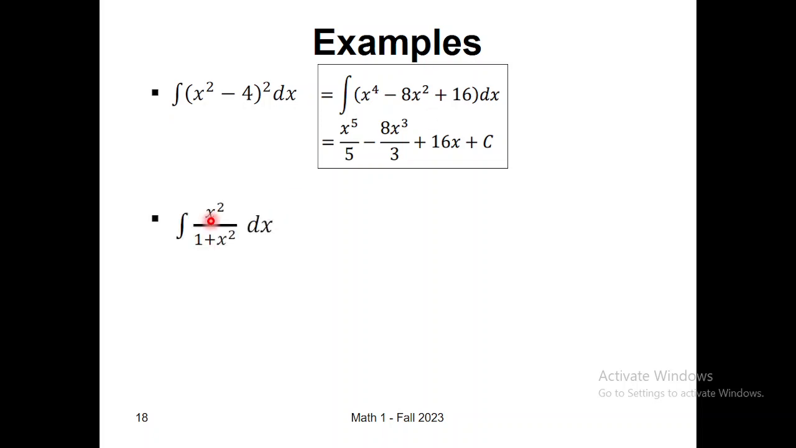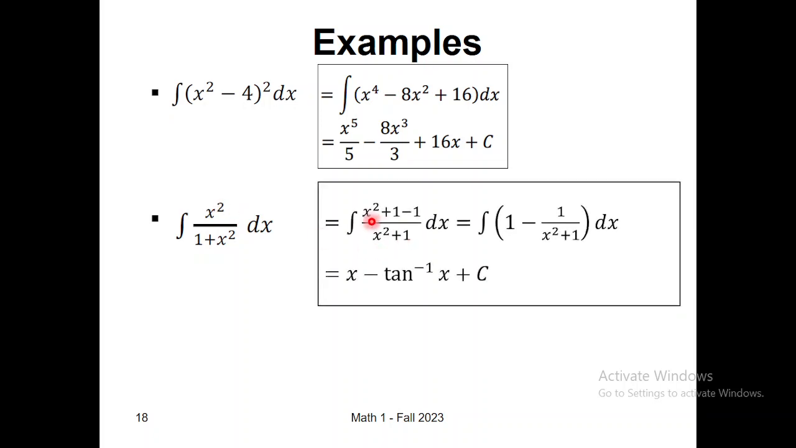Consider, for example, this x squared over 1 plus x. Here we cannot distribute the numerator over the denominator because the summation is in the denominator. We can make such distribution only when the summation is in the numerator. So how to deal with this? We have a simple trick. We can add 1 and subtract 1.